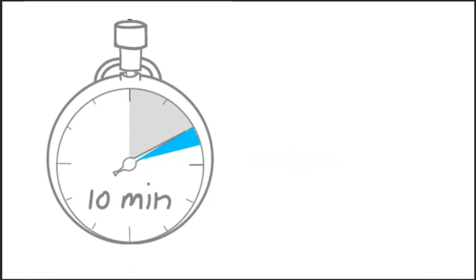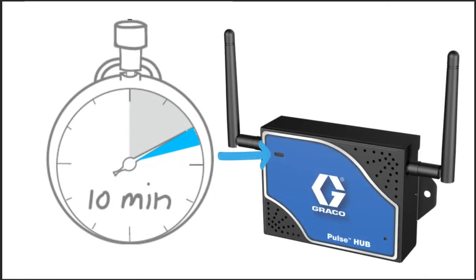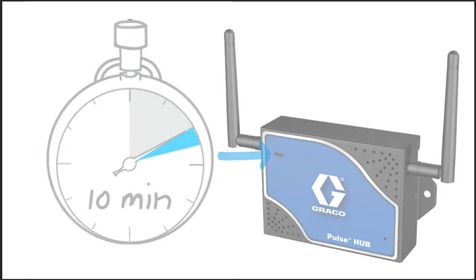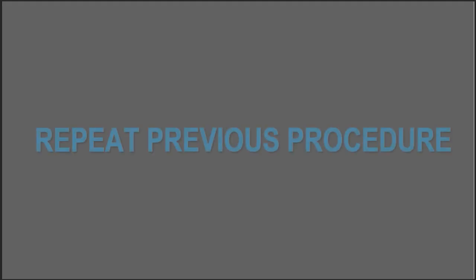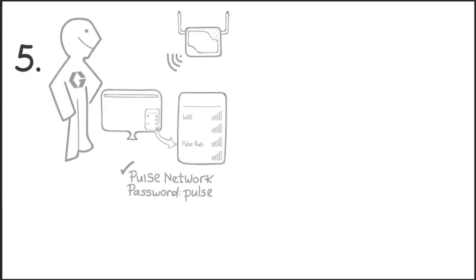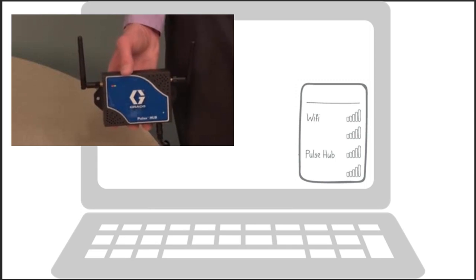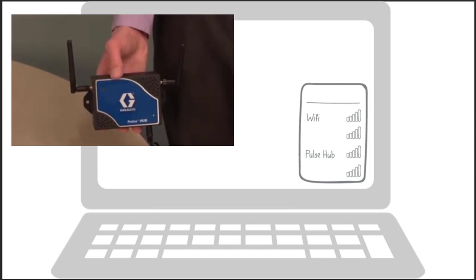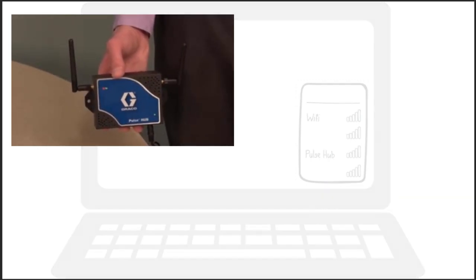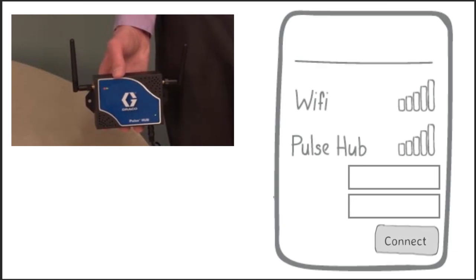Now connect to the hub's hotspot, which provides the Pulse network. Note, if you wait more than 10 minutes to connect, the green light will go solid and you will not be able to connect. If this happens, simply unplug and repeat the procedure. On the customer's computer, while the hub lights are still blinking and within the 10 minutes, connect to the hub's hotspot. Find and select the Pulse Hub network from the list of available networks.